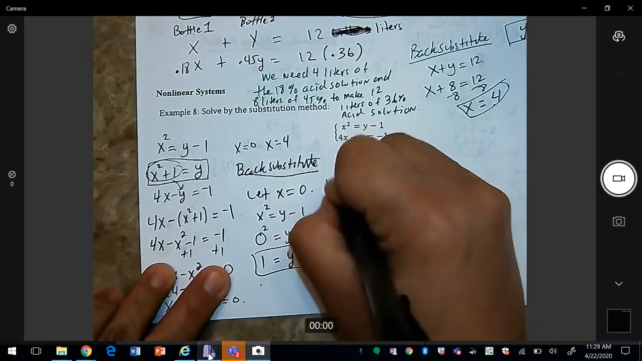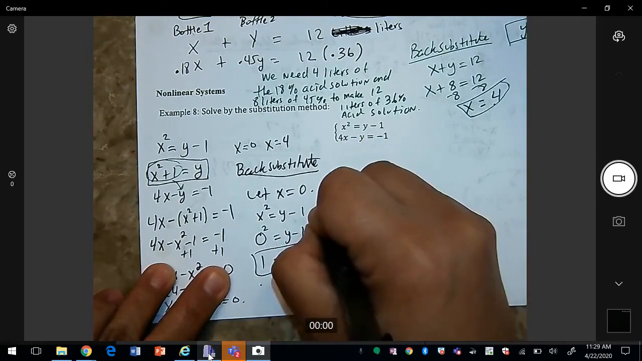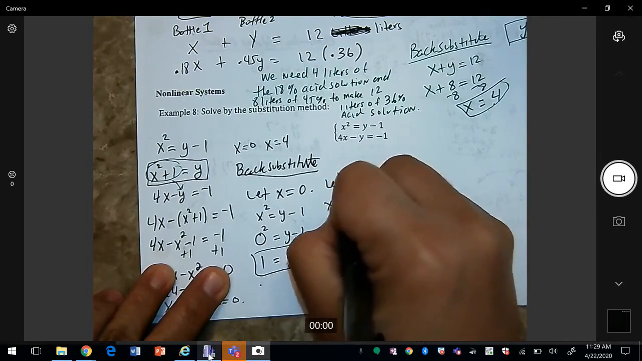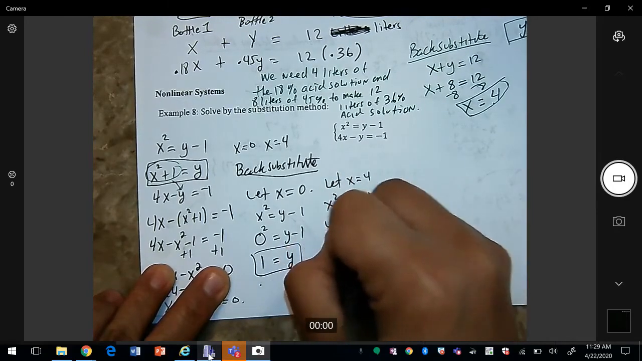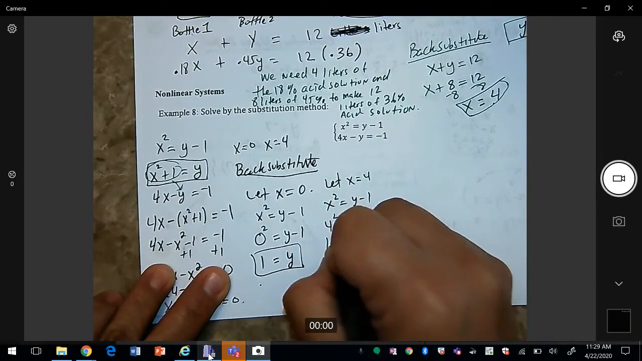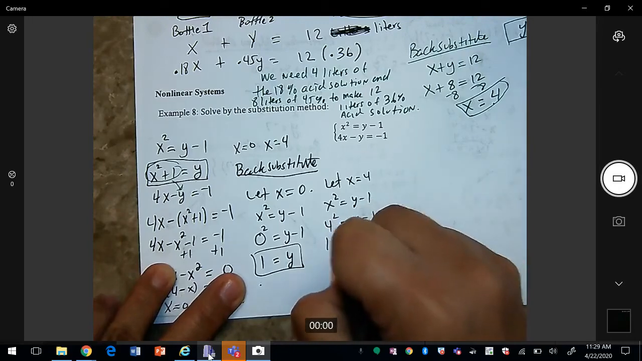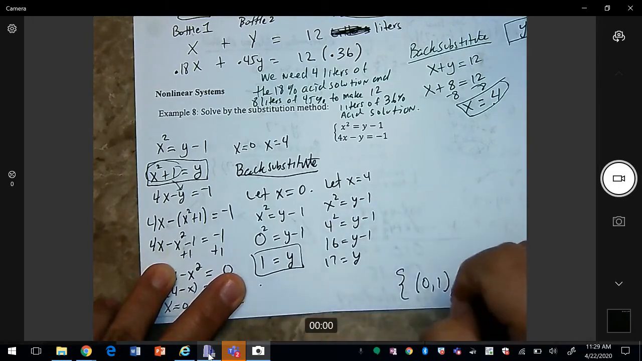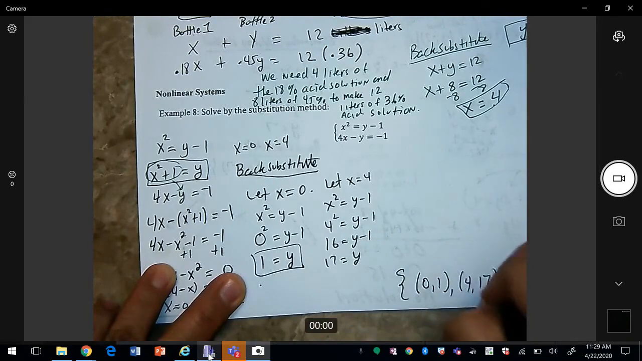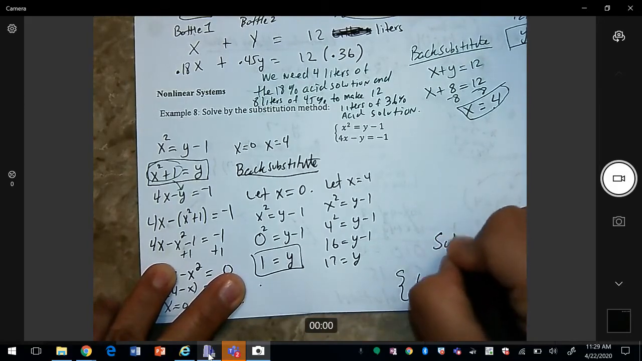And now let's do x equals 4. Same equation. 4 squared is 16. Add the 1. So here, when x is 4, y is 17. So that's going to be our solution.